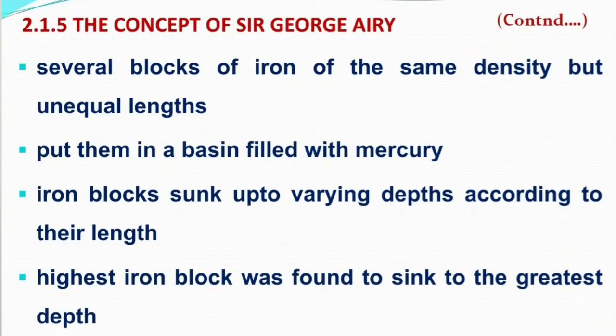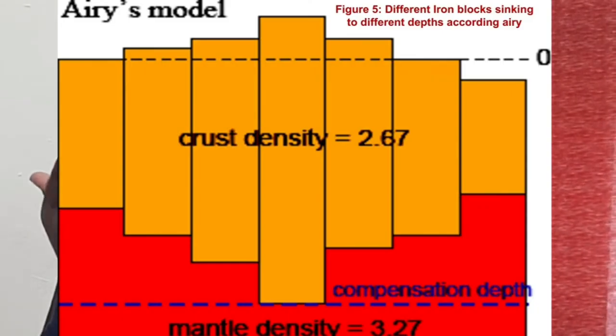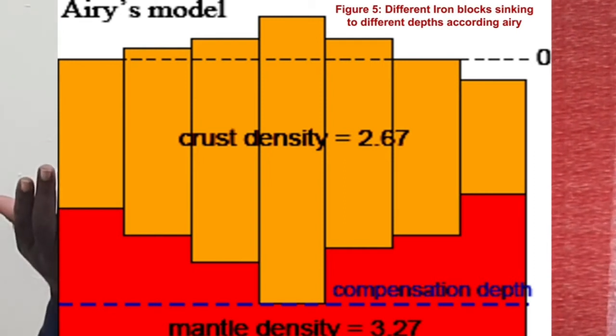In order to prove this concept of flotation, Airy took several blocks of iron of the same density but unequal lengths and put them in a basin filled with mercury. The iron blocks sank to varying depths according to their length. The longest iron block was found to sink to the greatest depth. The figure on the screen explains the different iron blocks sinking to different depths according to Airy's concept.